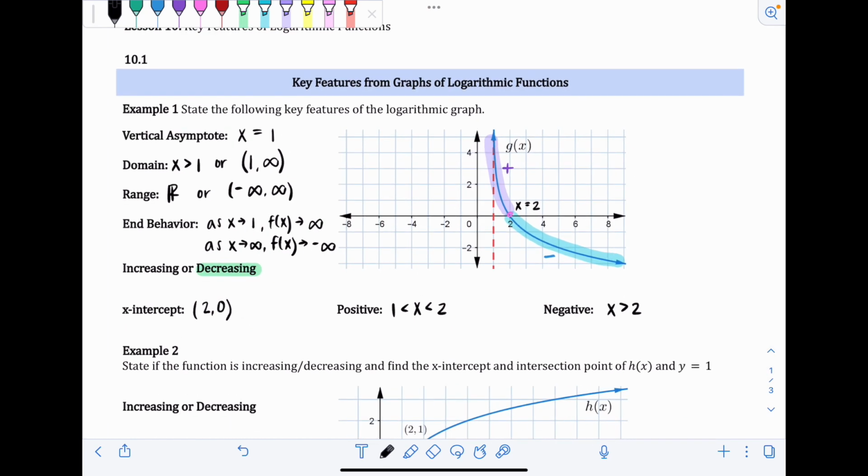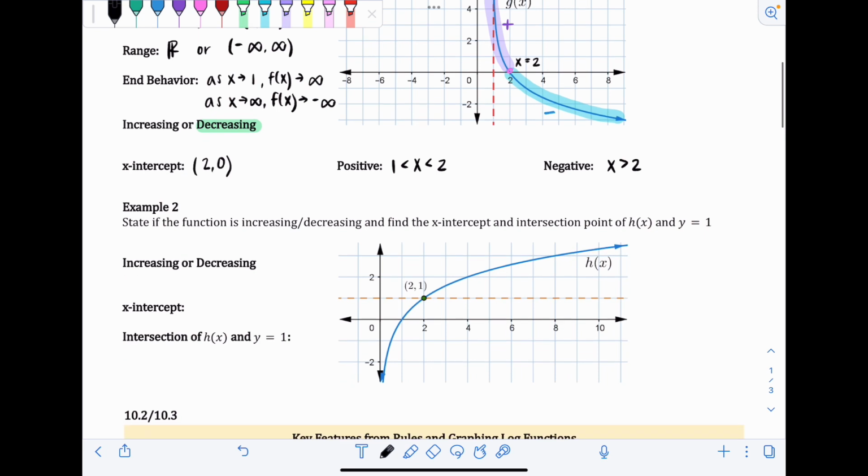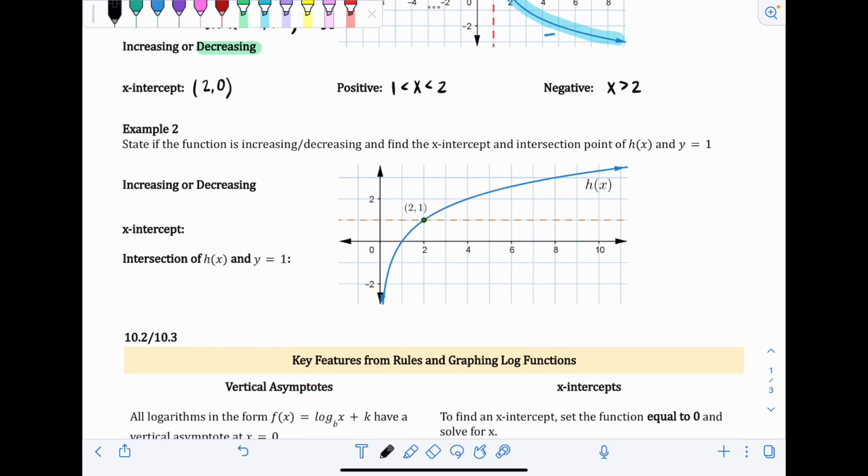Okay, so moving down to example 2, state if the function is increasing or decreasing and find the x-intercept and the intersection point of h of x and y equals 1. So a bunch of different things to find here, but for whether it's increasing or decreasing, we're looking at if the function is trending up and to the right or down and to the right. You can see this graph is going up and to the right, like a positive slope, so that would be increasing.